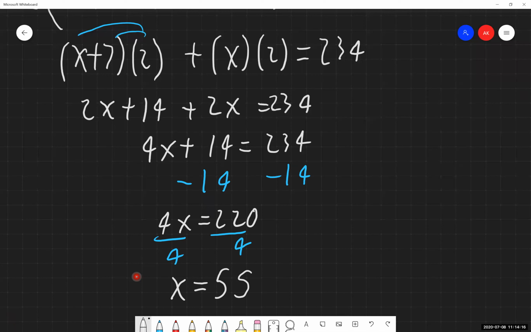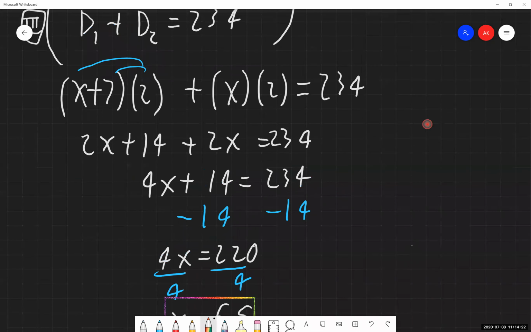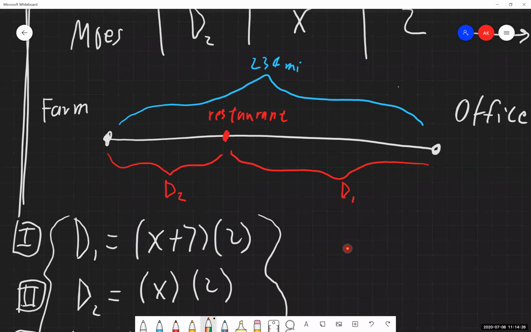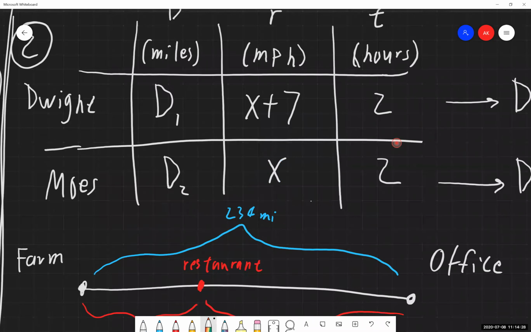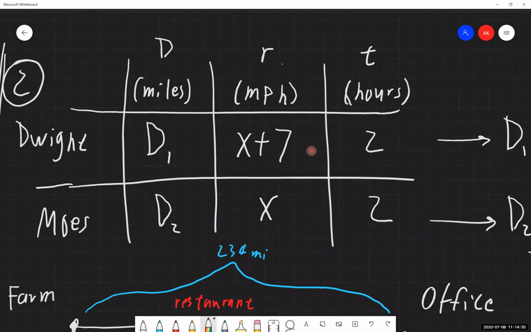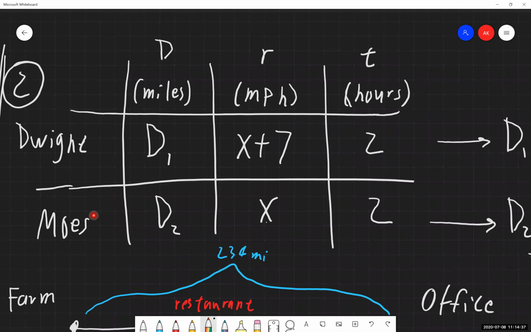So let's go back up and clarify for ourselves what x represents in the context of this problem. And x represents this up here. Again, the table is great for this. So x, when it's written in here on the table, represents the rate or the speed of Mose. So now I need to find the speed of Dwight right here, because that's the thing that we're being asked to find, that average speed.